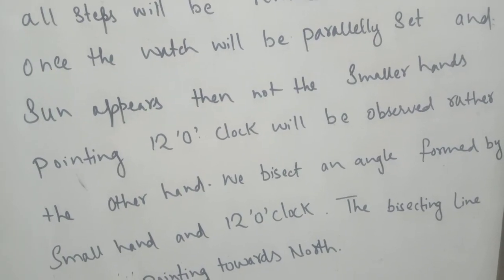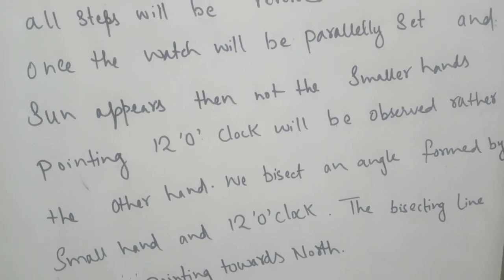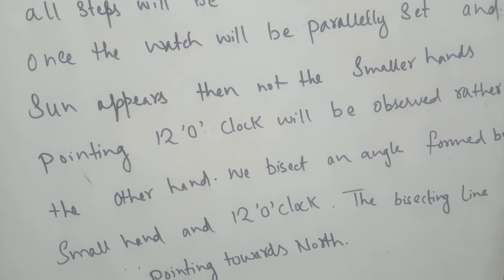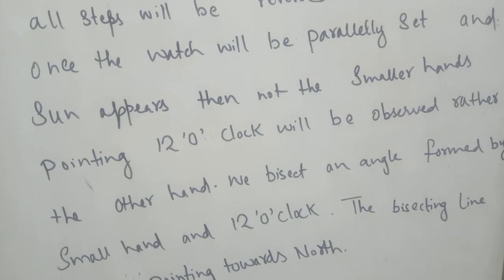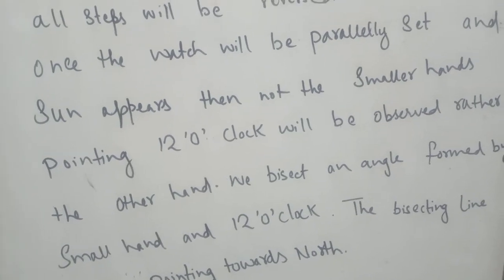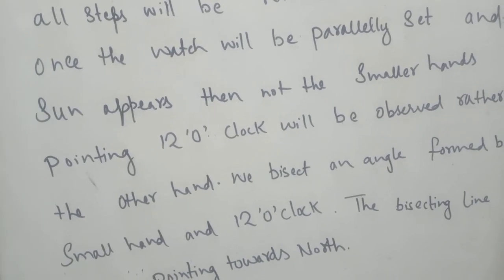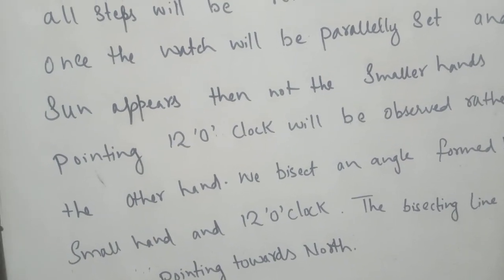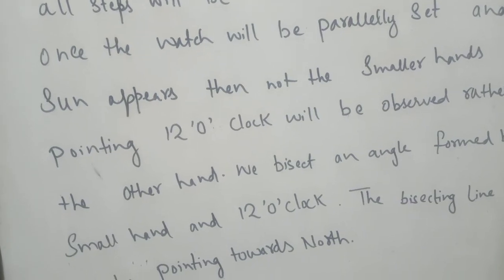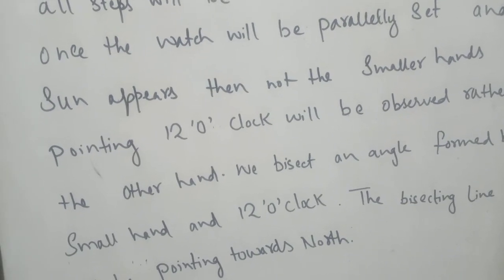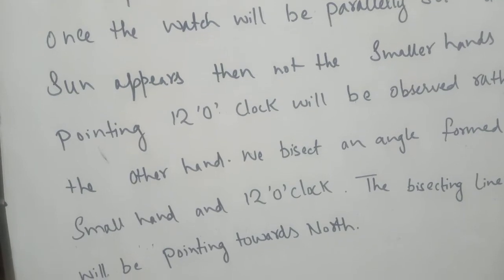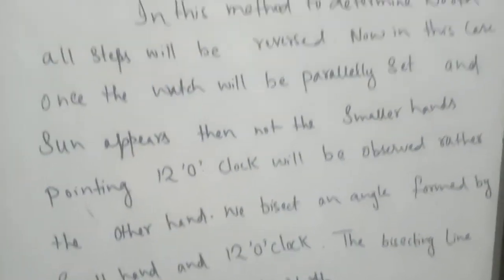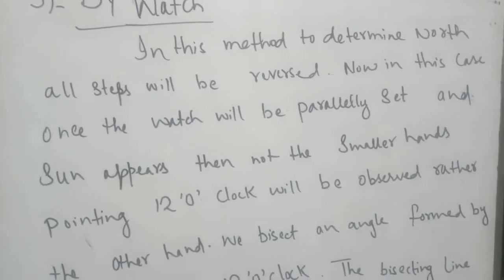Okay, I repeat, in the northern hemisphere we were waiting for the smaller hand to point towards 12 o'clock and the larger hand in a different direction. But now we are waiting for the larger hand to reach 12 o'clock, and then we make an angle with the smaller hand, wherever it is pointing, and 12 o'clock. This is the point, and the bisecting line, when extended, will point towards the north. So this is how the method is done.